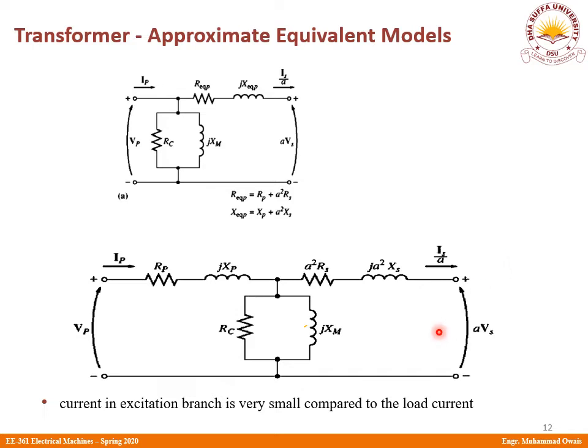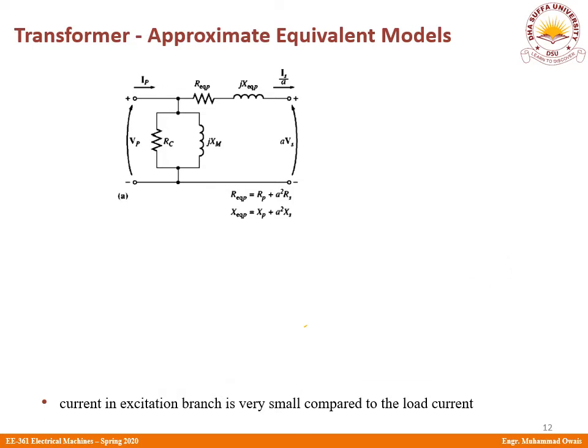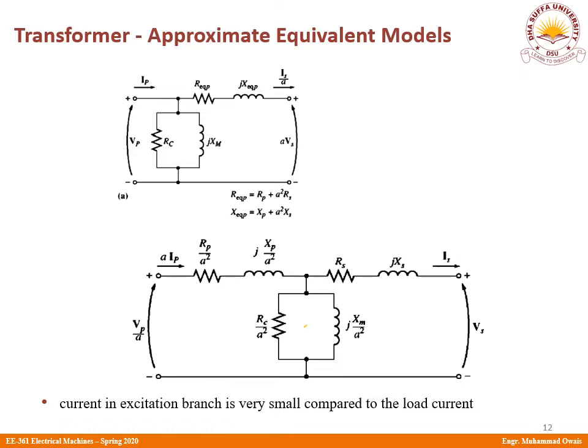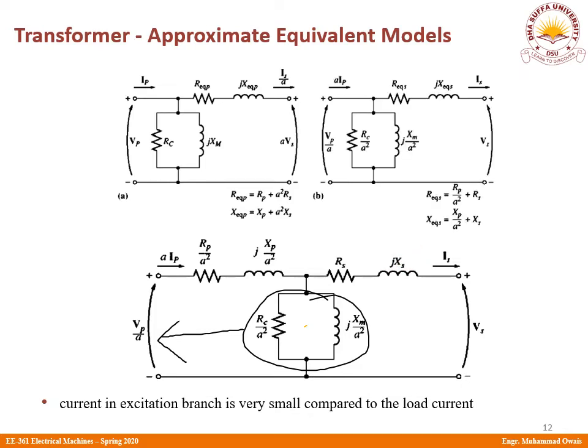Okay, so we are done with this. Again, now here you see this circuit has been referred to the secondary side, and again this excitation branch can be moved this way. So this excitation branch can be simply shifted here. Okay, let's do this. और जब हम कर लेंगे तो आपके पास सर्किट यहाँ पे हो जाएगा। This is another simplified model of transformer when it has been referred to the secondary side.